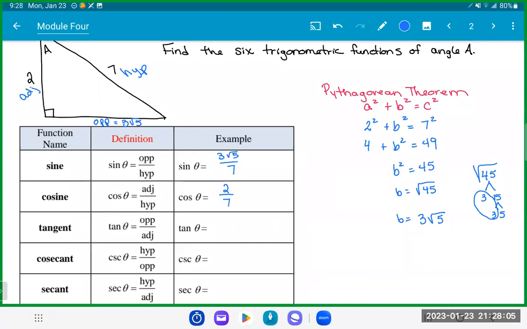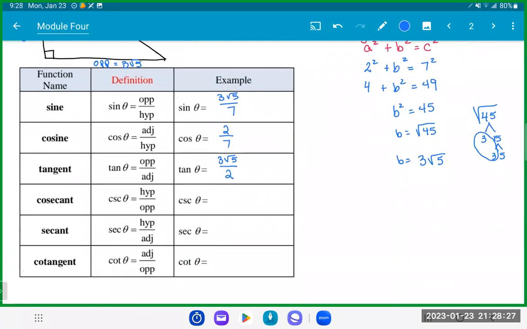Okay? Our tangent, that's the TOA, so that's our opposite over adjacent. So our opposite is 3 square roots of 5 over our adjacent, which is 2. Our cosecant, that is the reciprocal of sine. So you can either do the reciprocal of sine, or you can do the hypotenuse over the opposite. So we'll do the reciprocal of sine, which is 7 over 3 square roots of 5.